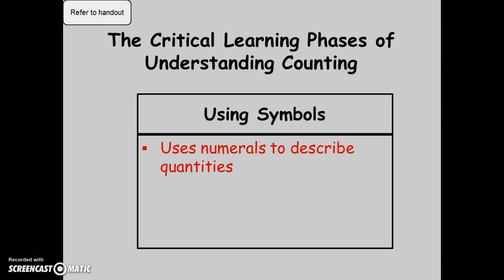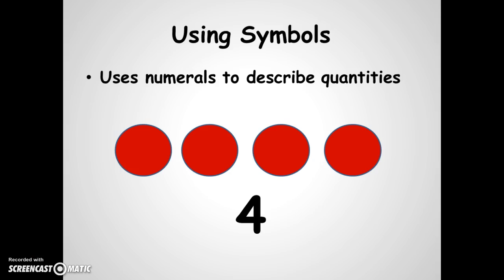The last critical learning phase on the counting continuum is using symbols. It is possible for children to recognize and name numerals without having any idea what quantity it represents. Children need to know how to name the numerals, but also the quantities that they represent. For children to learn this, numerals should be taught in association with what they represent.